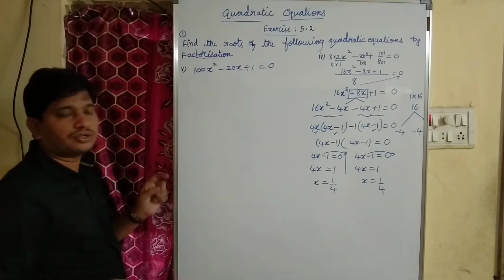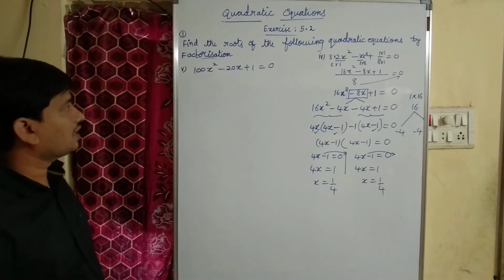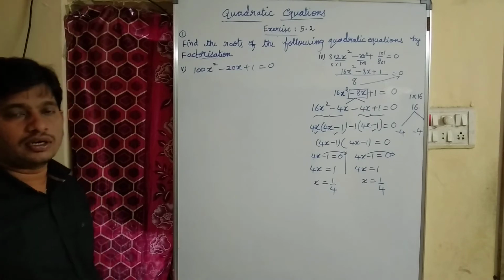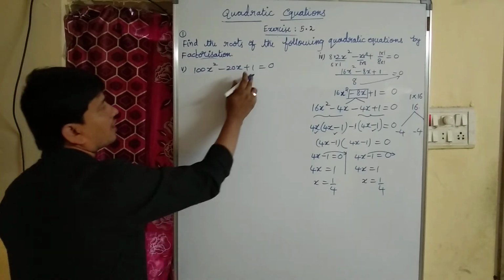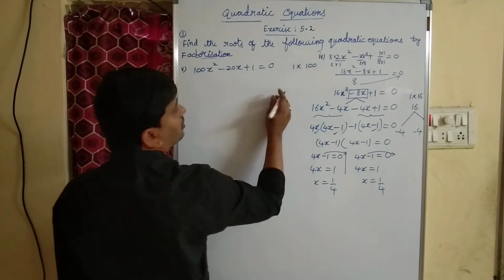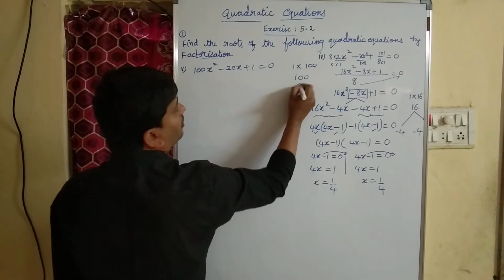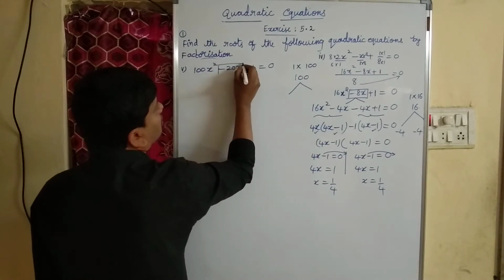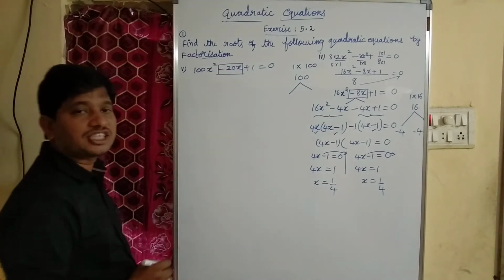Plus 1 equal to 0. 100x square minus 20x plus 1 equal to 0. So constant is here 1 into coefficient of x square is 100. 1 into 100, 100. What is the middle term, children? Middle term is minus 20x.